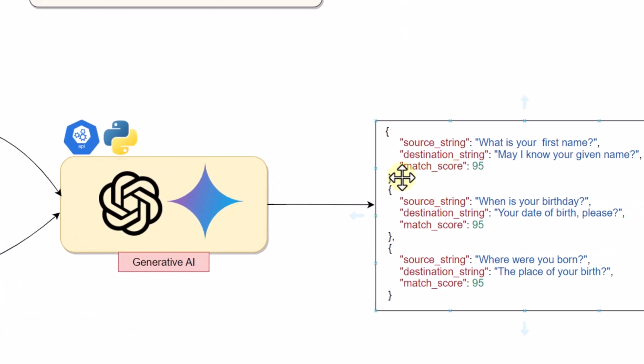It will also provide a confidence score on this particular mapping. What is your first name is going to be mapped with may I know your given name, because the semantic meaning is the same. Then we have what is your birthday. This is going to match with your date of birth, please. And then where were you born, the place of your birth.